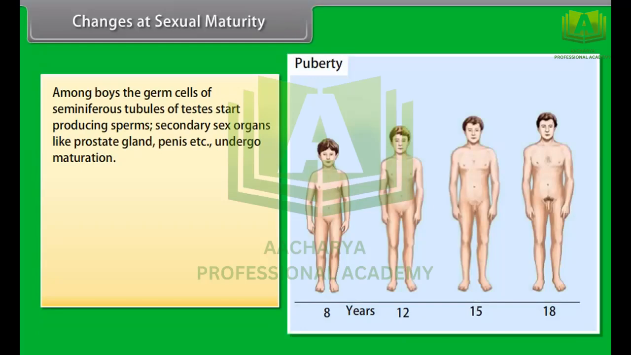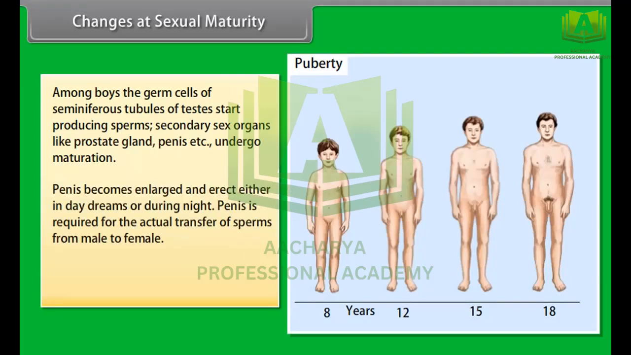Among boys, the germ cells of seminiferous tubules of testes start producing sperms. Secondary sex organs like prostate gland, penis, etc. undergo maturation. Penis becomes enlarged and erect either in daydreams or during night. Penis is required for the actual transfer of sperms from male to female. There is also broadening of shoulders, deepening of voice, increase in height, etc.